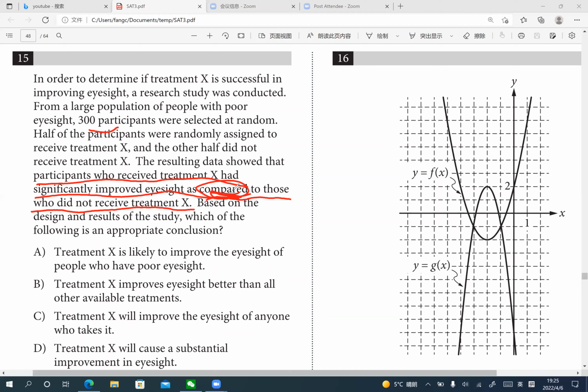Option D, treatment X will cause a substantial improvement in eyesight. Again, there are only 300 participants, so the sample is still very small compared to all the people on Earth. So option D is not an accurate conclusion. The sample is not big enough to prove treatment X will cause a substantial improvement in eyesight for everyone.